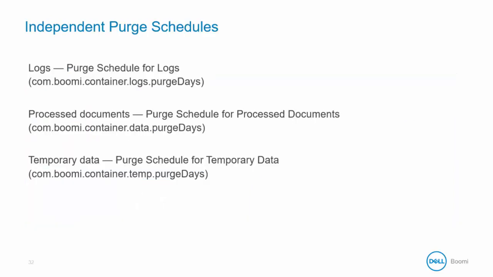Within Atom properties, you have the ability to set independent purge schedules. These independent schedules, when specified, will override the schedule set within Purge History after X days. To specify independent purge schedules, edit the atom, molecule, atom cloud, or account properties in the Properties dialog on the Advanced tab. As you can see, there are properties to set the purge schedule for logs, process documents, and temporary data.